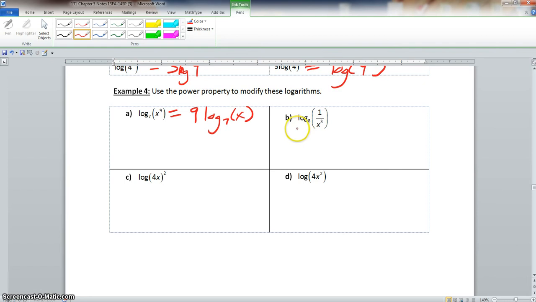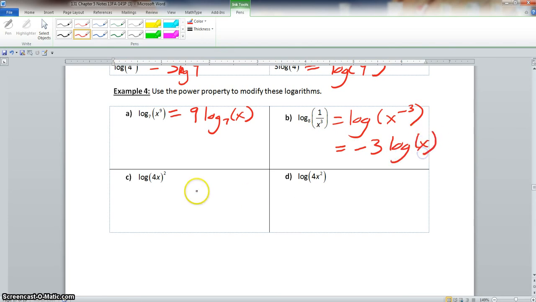Now we have b. We have log base 8 of 1 over x to the 3rd power. So before we do anything, let's change this fraction to be x to the negative 3 power. As we know, x to the negative 3 is the same thing as 1 over x to the 3rd. So this will give us negative 3 times log of x.